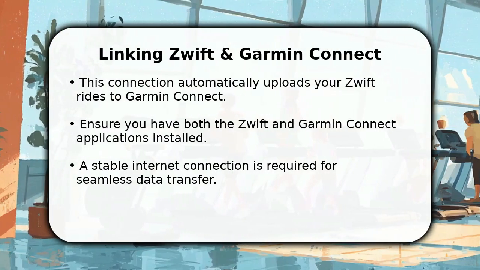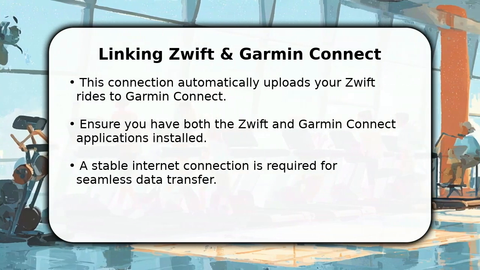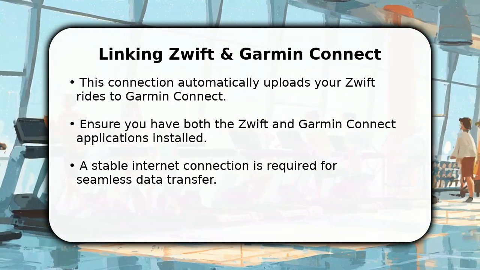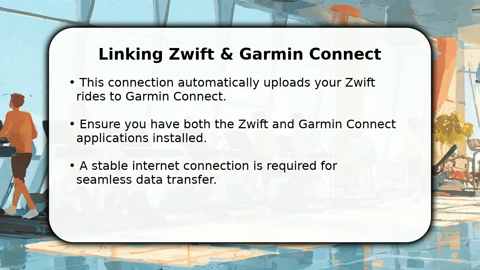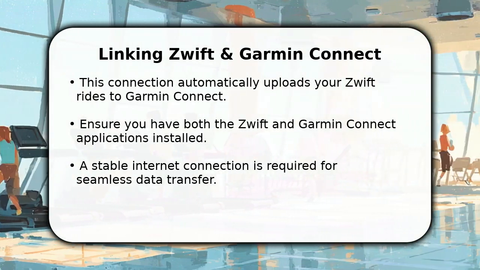In this video, I will explain how to link Zwift to Garmin Connect. Open the Zwift application on your device, ensuring you are logged into your account. Navigate to the My Profile icon, typically found in the bottom left corner of your home screen.